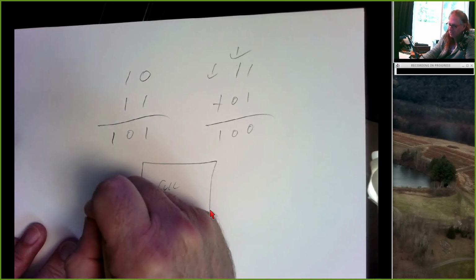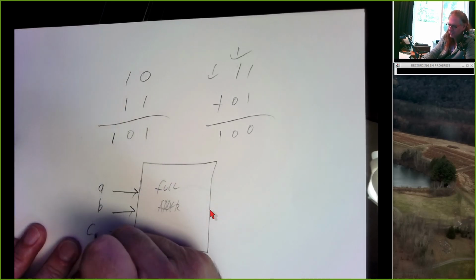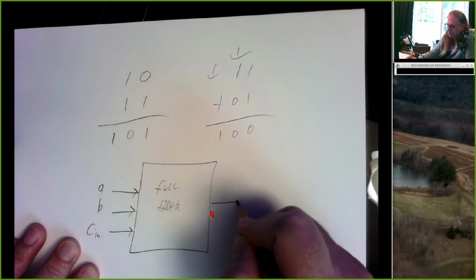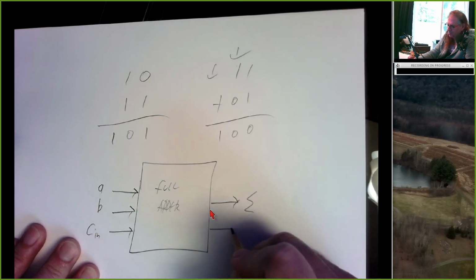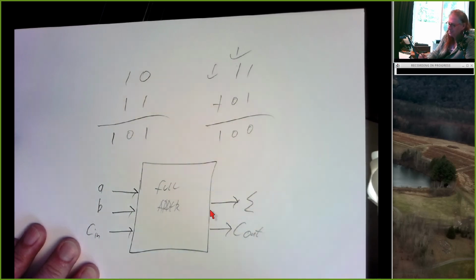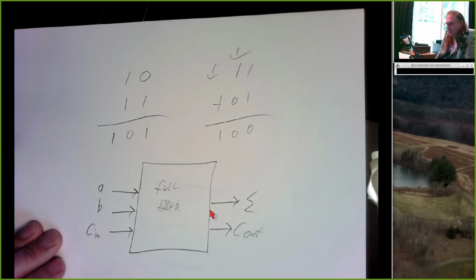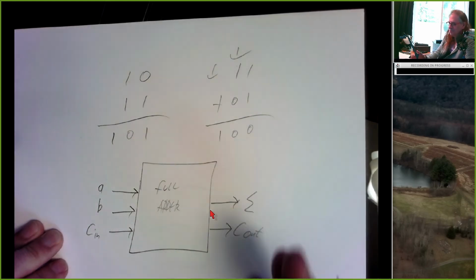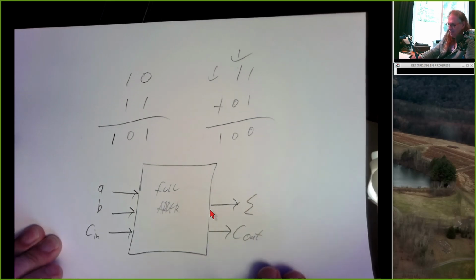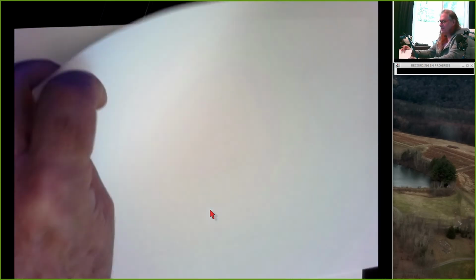And a full adder takes 3 inputs, A, B, and an incoming carry, and it produces a sum and an outgoing carry. And you can write a truth table for this. And the cool thing about full adders is if we do the following.